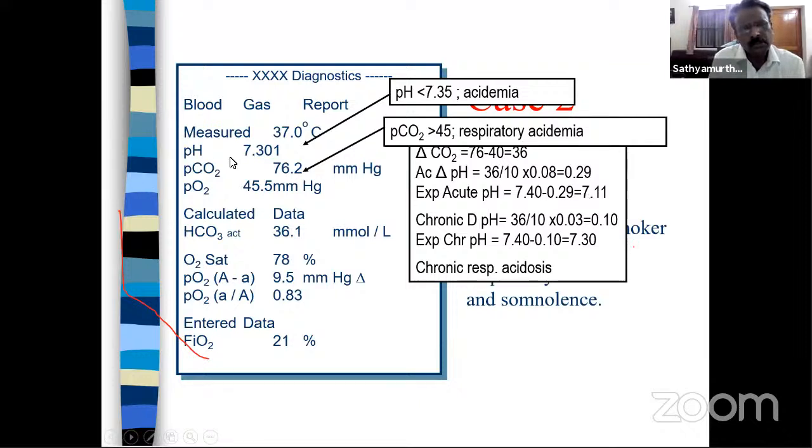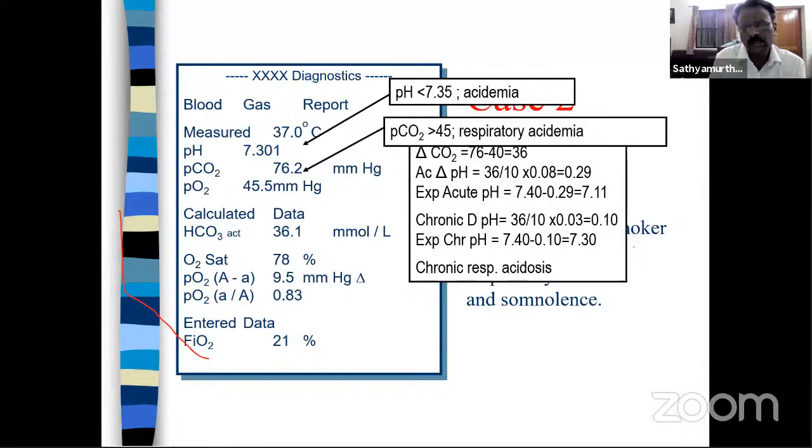So what is the patient's pH here? It is not 7.11, it is 7.30. So I'll apply the second formula, that is your chronic one. Again here it is 0.03 into 36 by 10. So that will be 0.1. So let me apply this. 7.40 minus 0.10 is 7.30. So that fits here. So it is chronic respiratory acidosis.